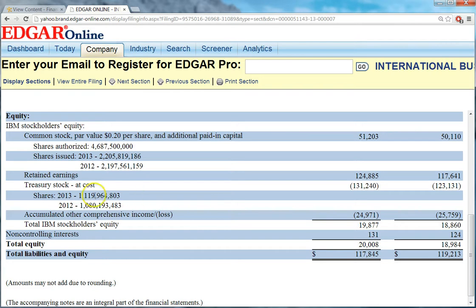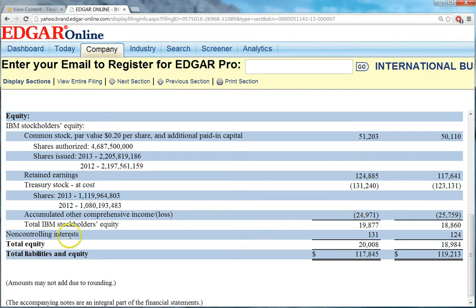The next item that's shown in shareholders' equity here is this AOCI group of accounts, accumulated other comprehensive income and losses. And in this particular case for IBM, we in fact do have accumulated losses, $25 billion of accumulated losses there, having a negative impact on shareholders' equity. So the net shareholders' equity here is $20 billion.